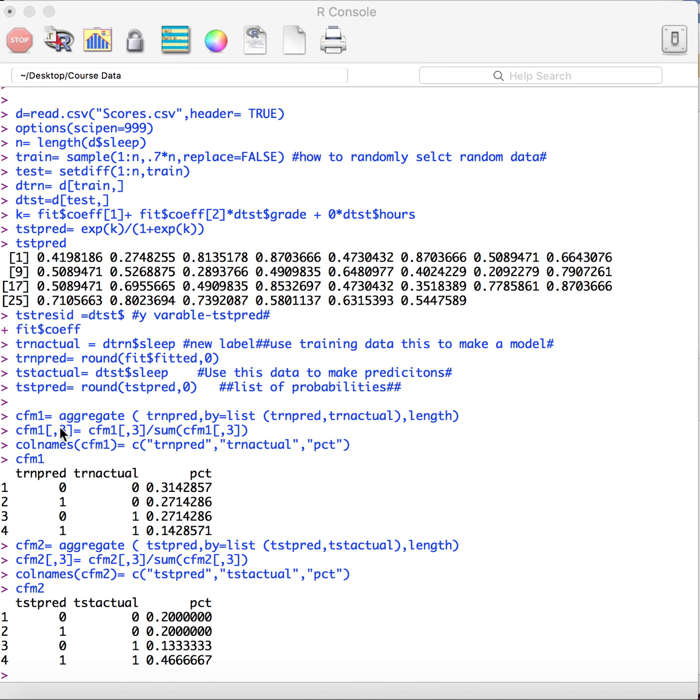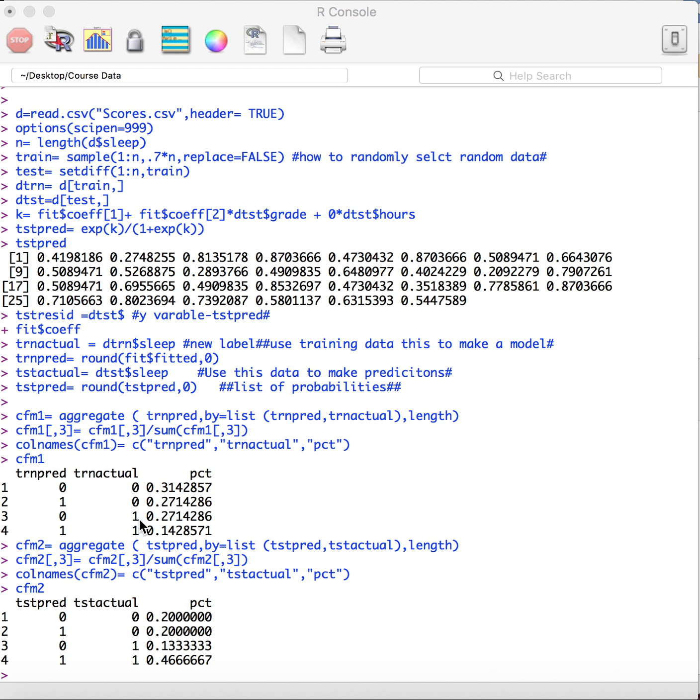So this is a coding here, but we're going to ignore that for now. In this case, we're looking at the training data, so I'm going to focus on this here. The columns are labeled train pred, which is the predicted values, and then train actual, which is what actually occurs, and the percentages show how many times this occurs.